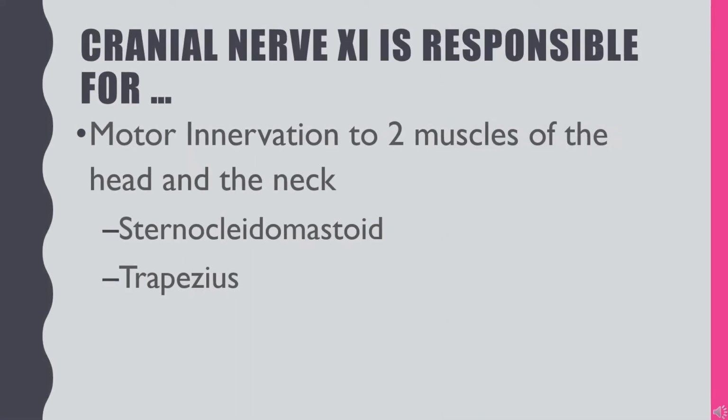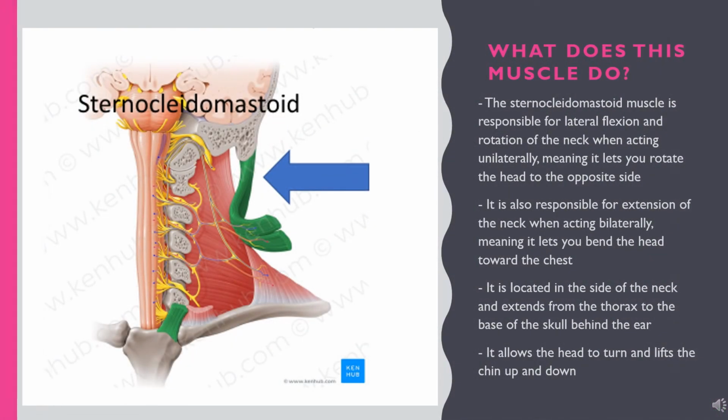The spinal accessory nerve innervates two muscles, the sternocleidomastoid and the trapezius. The sternocleidomastoid muscle is responsible for lateral flexion and rotation of the neck when acting unilaterally, meaning it lets you rotate the head to the opposite side. It is also responsible for flexion of the neck when acting bilaterally, meaning it lets you bend the head toward the chest. It is located in the side of the neck and extends from the thorax to the base of the skull behind the ear. It allows the head to turn and lift the chin up and down.